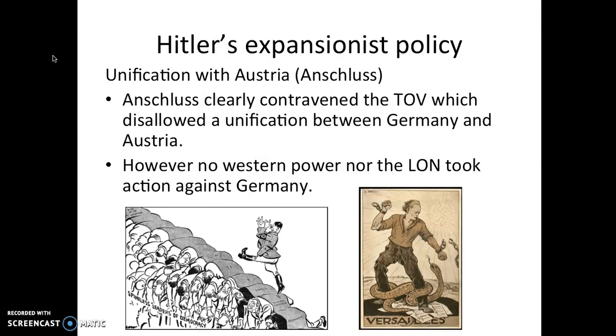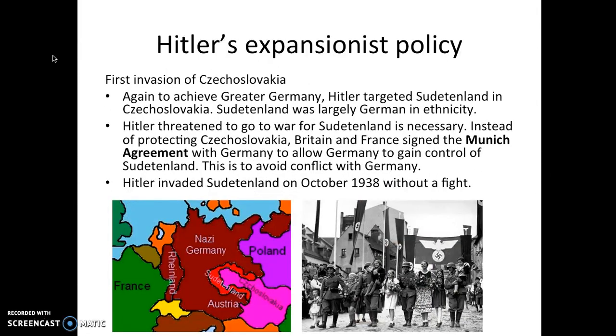There was no action taken against Germany, and therefore again Hitler is more bold. Later on, he wanted to take Sudetenland. Sudetenland has a large German population in it. It is again to undo the wrong of the TOV in regards to self-determination. These Germans had no voice whatsoever in whether they should join Czechoslovakia or Germany.